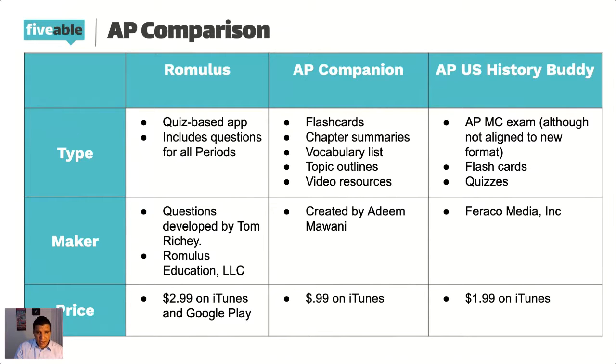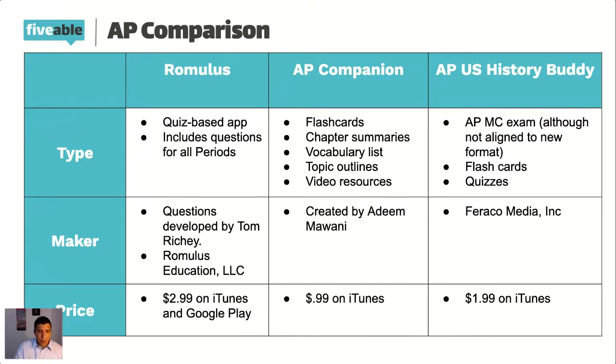The AP Companion has flashcards, chapter summaries, vocabulary lists, topic outlines, and video resources. It was created by Adim Manoa, I butchered that name, and it's 99 cents on the iTunes store. AP US History Buddy has an exam, although not aligned to the new format. It's flashcards, there's quizzes, and it's $1.99.